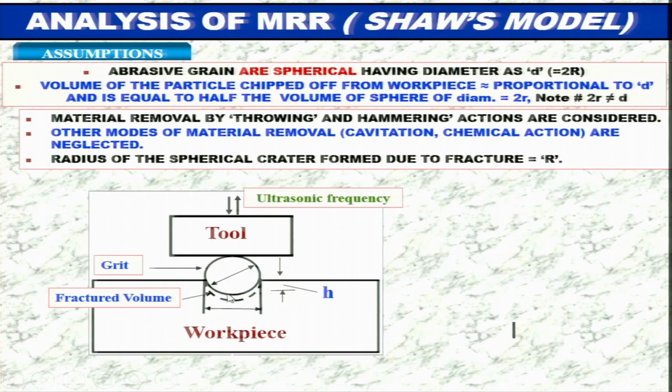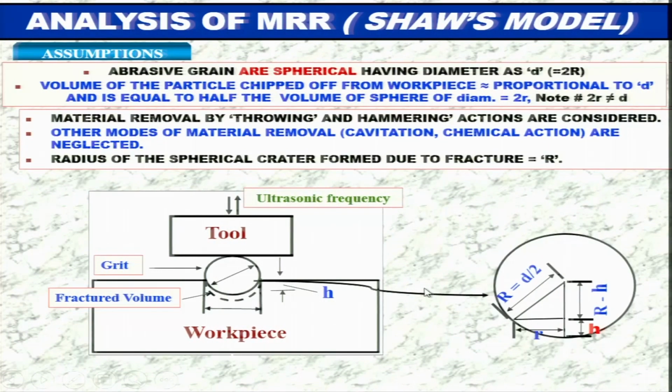H is the depth of penetration. This is the grit or abrasive particle between the tool and workpiece surface, and this is vibrating at ultrasonic frequency. You can see it more clearly over here. This is the sphere, this is the radius R equal to D by 2, R is the radius equal to half of the diameter, and H is the depth of penetration.